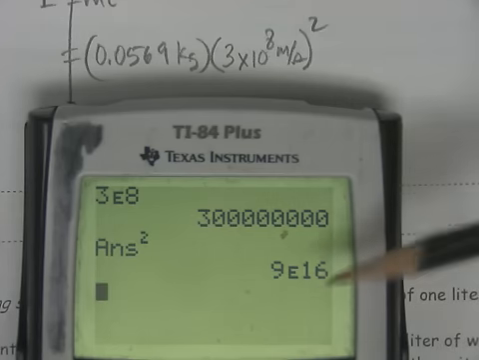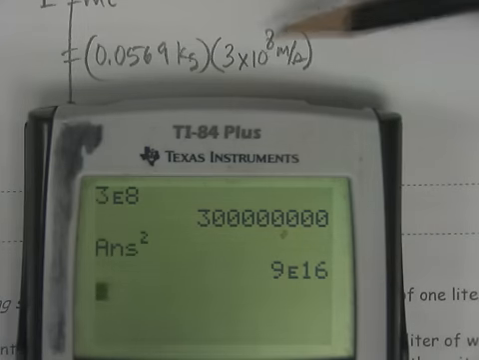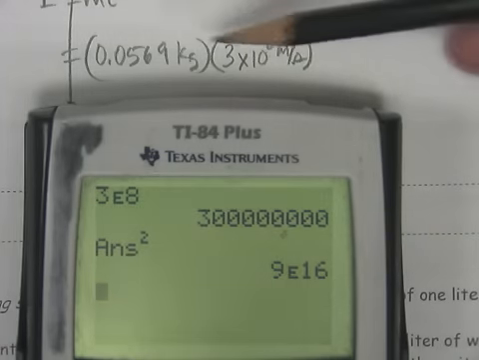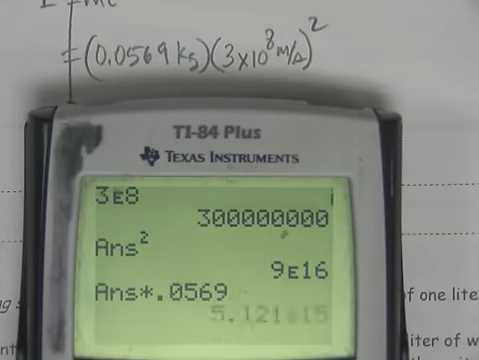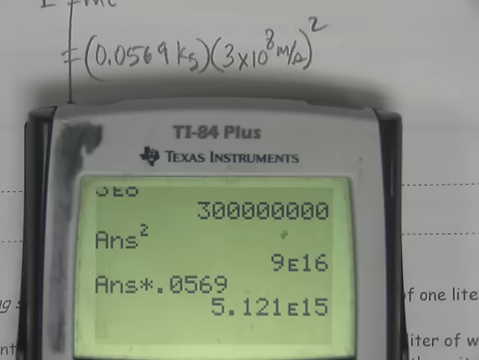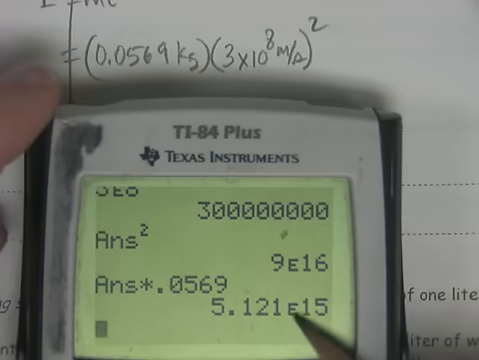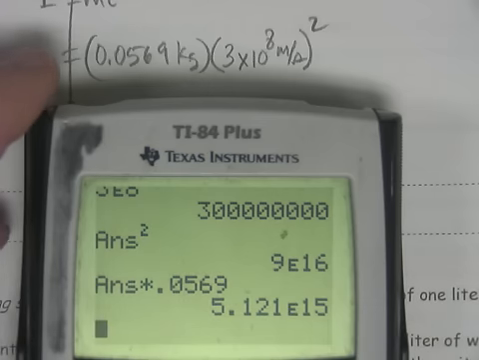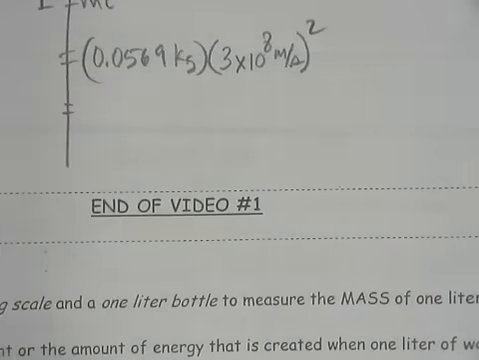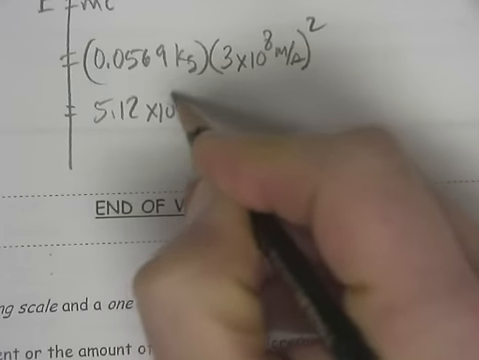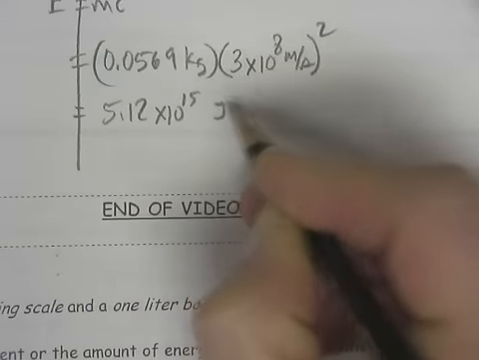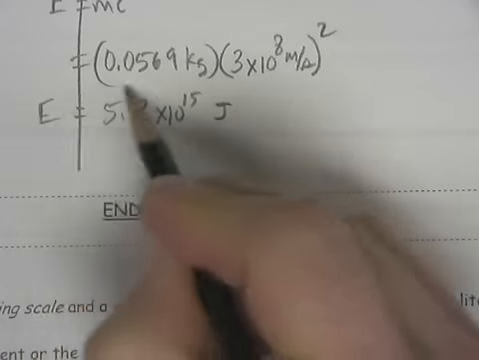So this 9 times 10 to the 16th, that's what c squared is altogether. And we're just going to multiply it times 0.0569. Hit enter, and there's my answer, 5.12 E 15. The E stands for the times 10 business. So I'll say 5.12 times 10 to the 15th, and we measure energy in joules.